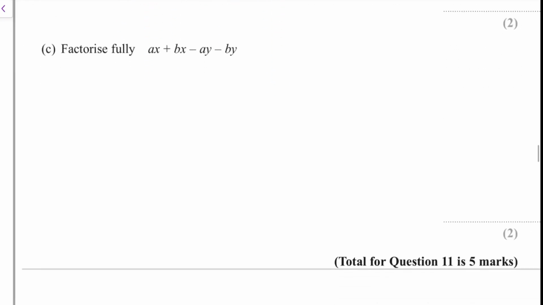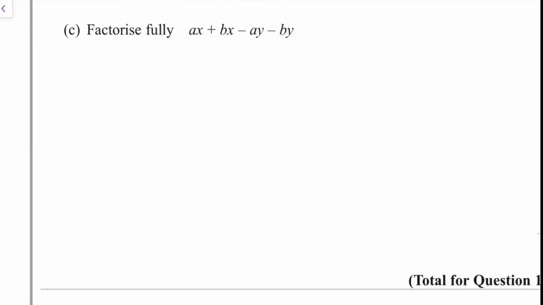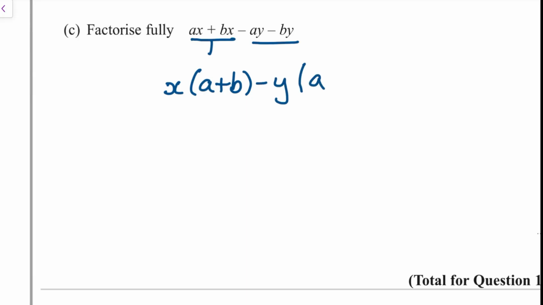Next one. Factorise fully. Well, that's quite nasty. Okay, so I'm going to concentrate on this bit first. I'm going to take out an x, which is going to give me a plus b. Then I'm going to look at this here. Now, careful what I'm doing. So I'm going to take out a minus y, which leaves an a. And if I take out a minus y, that leaves a plus b.